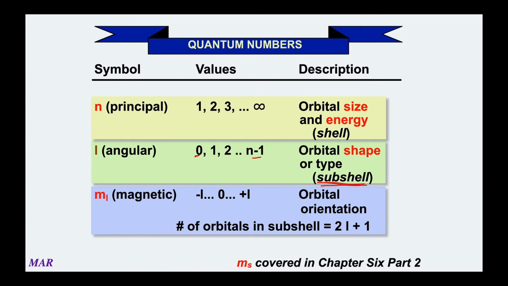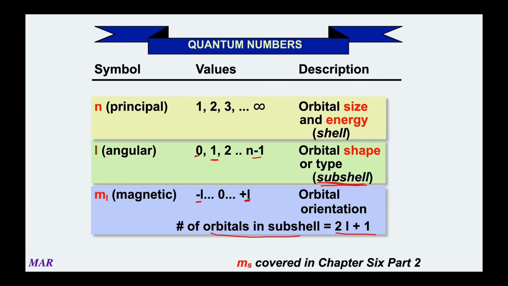So the magnetic quantum number, m sub l, depends on l. These are l's right here. And what that says is m sub l goes from minus l to positive l in whole numbers. So let's say that you had an l of 1. m sub l would be negative 1 to positive 1. m sub l would be negative 1, 0, and plus 1. The number of orbitals in a subshell equals 2l plus 1.